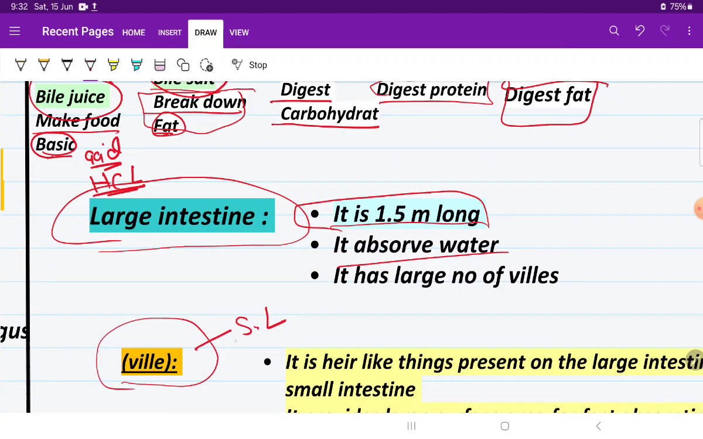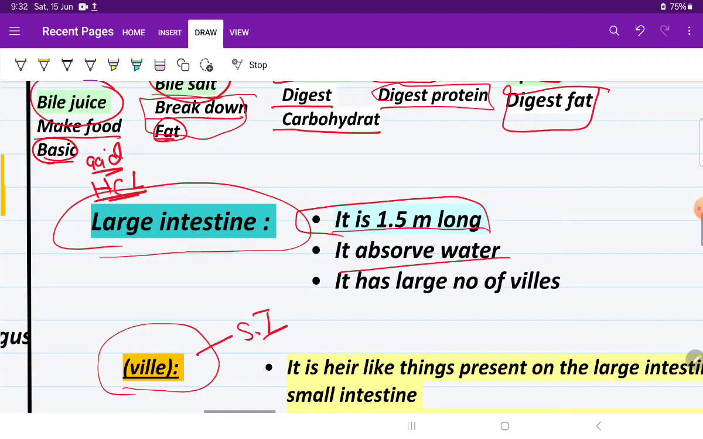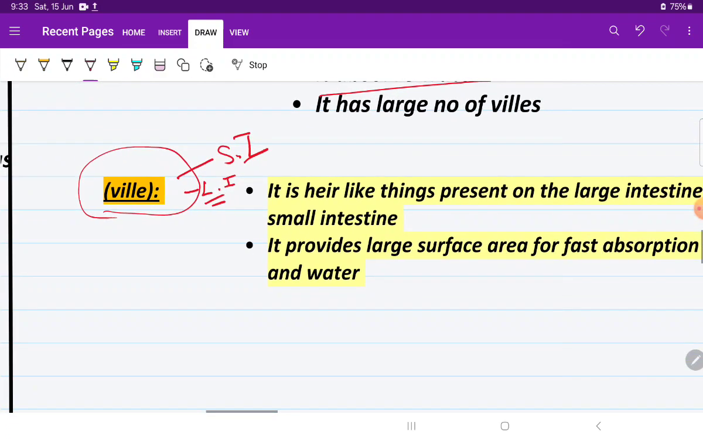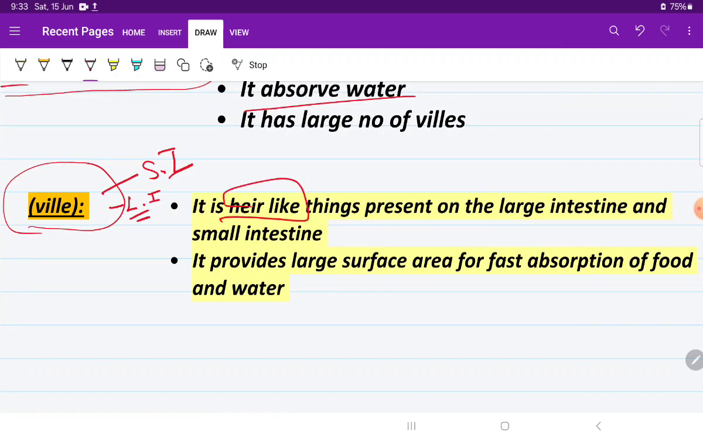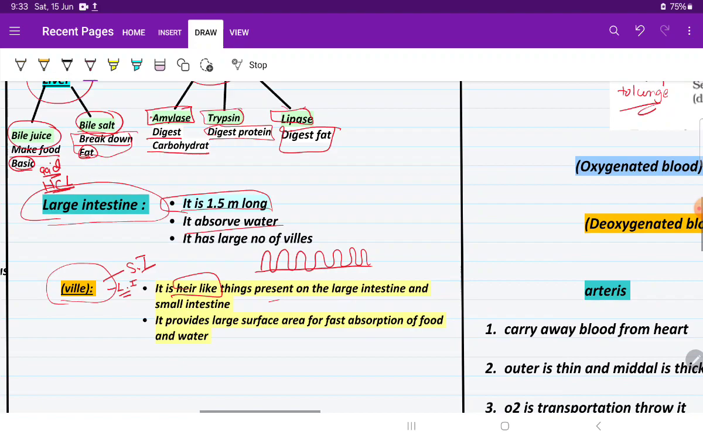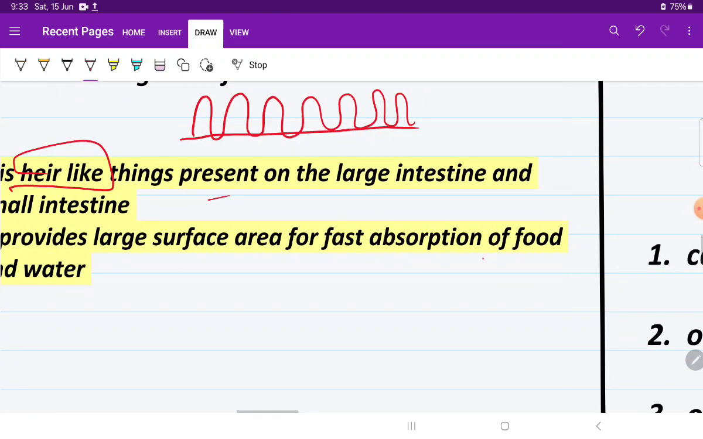I am writing the short form. They are like hair-like projections. For example, this is the stomach wall, and there are villi present like this. Villi increase the surface area for absorption of digested food and water. I have written it also.